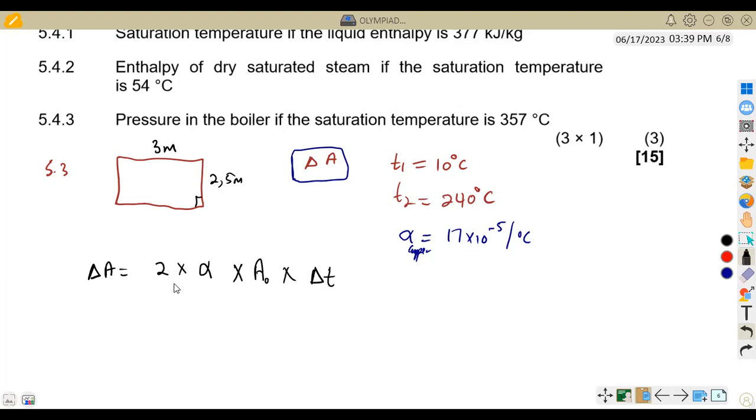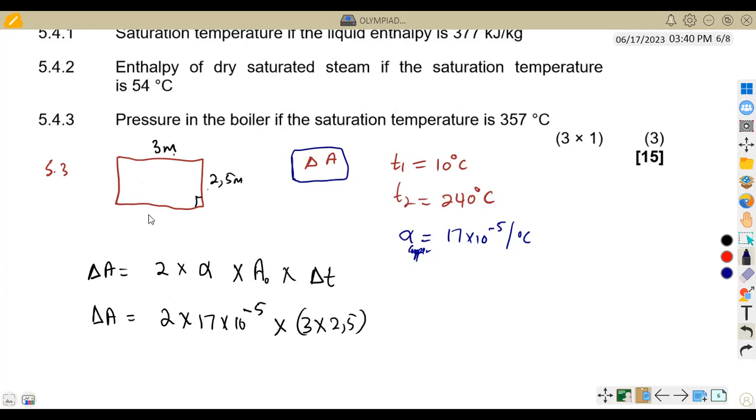So this is what you're going to have, meaning to say our change in area is going to be 2 times our linear coefficient of expansion, that is 17 times 10 to the exponent of -5, times the original area. In this case, we multiply these two sides, which is 3 times 2,5. Remember, this is a rectangle.